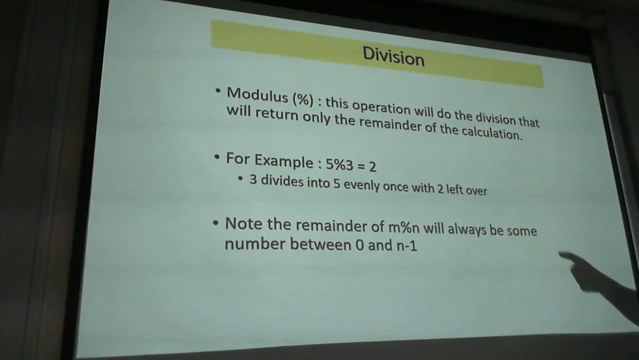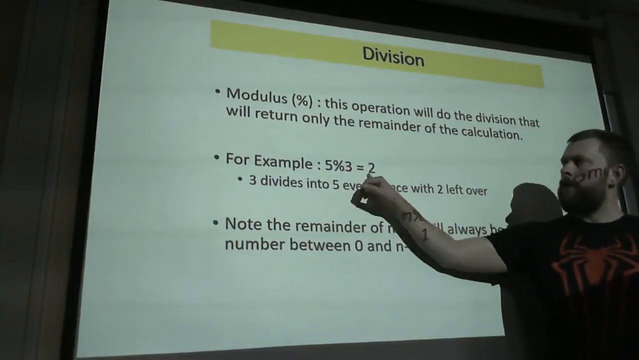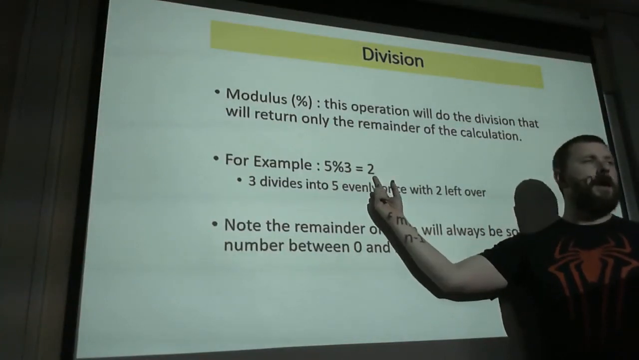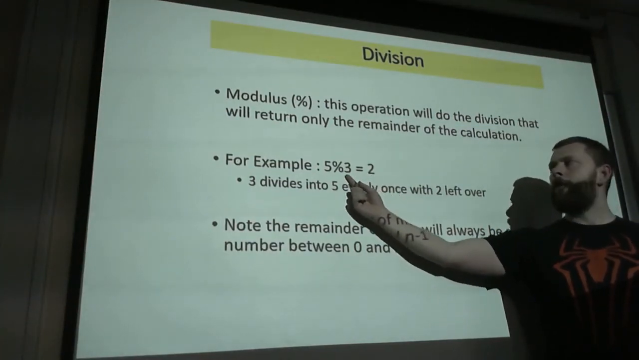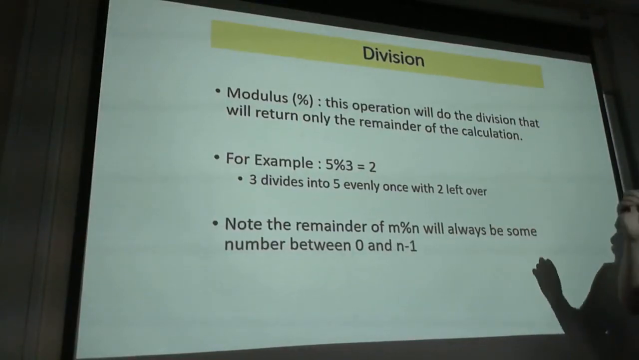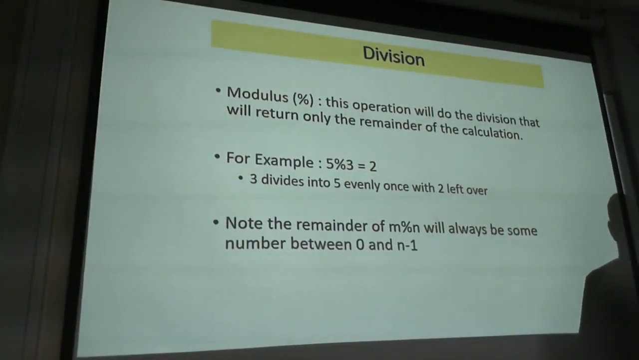So the example I have here is 5 modulus 3 leaves you the answer 2. 3 will go into 5 once, we don't care about that, but 2 is left over afterwards. In any example, when you run this, the result will be somewhere between 0 and 1 less than the divisor. Let me give you an example. If we have 5 mod 3, we're left with 2.